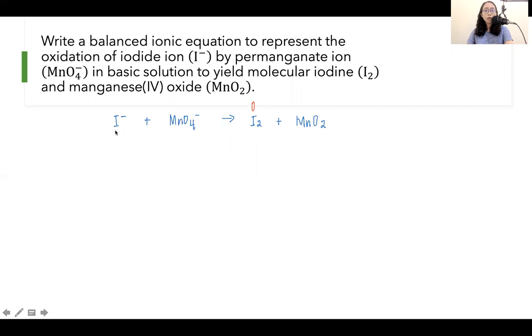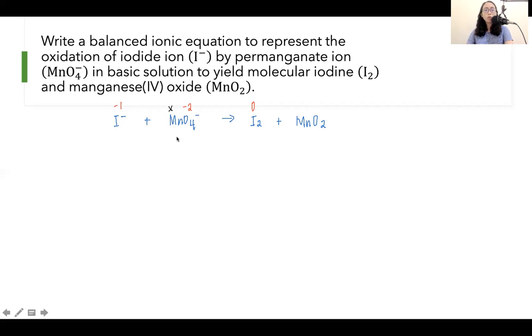Next, according to rule number 2, the oxidation number of monoatomic ions is equal to its charge. So for iodide ion, iodine has an oxidation number of -1. Let's go to permanganate. So again, by rule number 3, oxygen here has an oxidation number of -2. So what is the oxidation number of manganese?